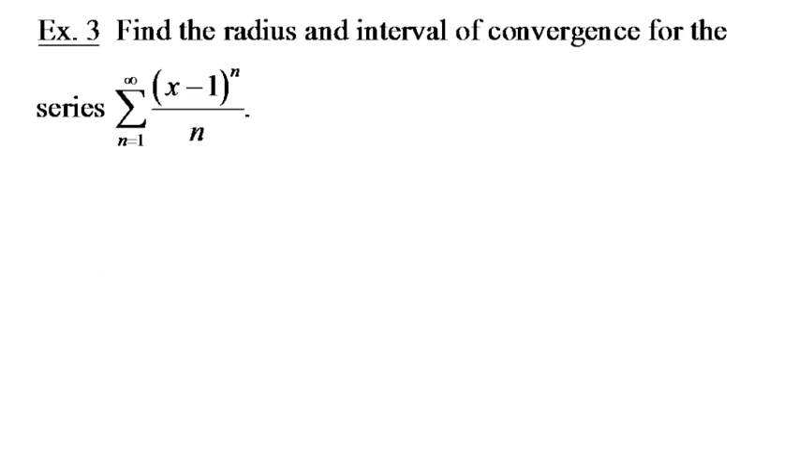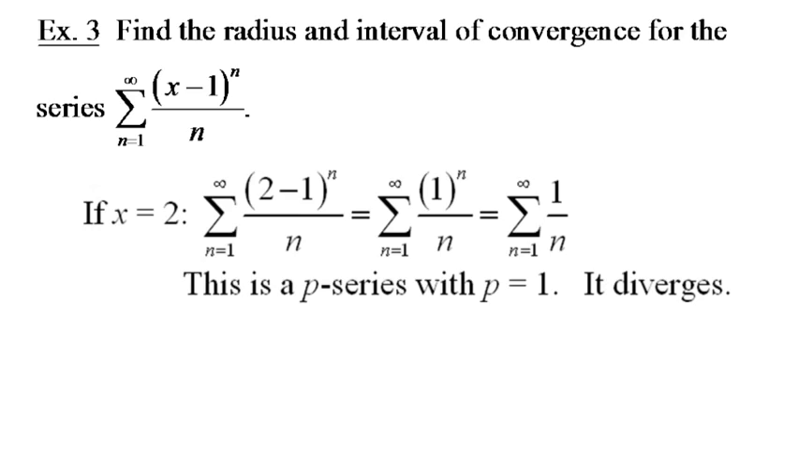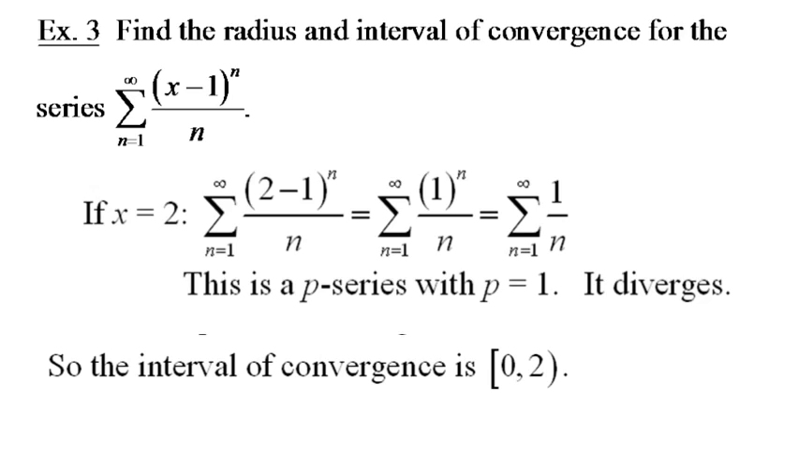Now I have to test for convergence at the other endpoint. Substitute 2 for x, and the series becomes 1 to the n over n, which is the harmonic series. It's also known as a p-series with p equal to 1, which is known to diverge. I've now shown that the series converges when x equals 0, but not when x equals 2. That makes the interval of convergence the interval from 0 to 2, including 0, but not including 2.